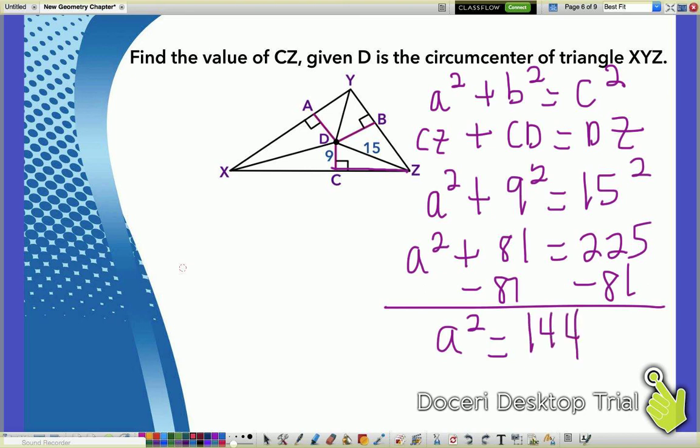Let's switch colors. Take the square root. Okay, don't forget to take the square root. That's the big point. It's what a lot of kids forget to do, is take the square root. So don't forget to do that.